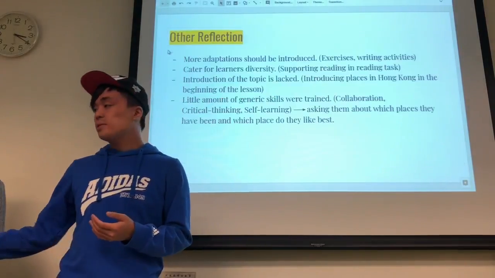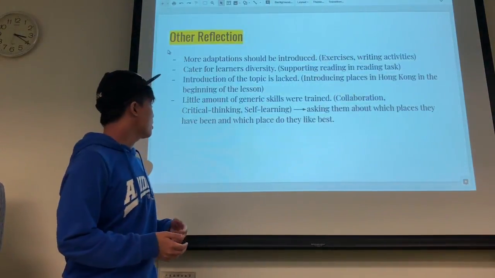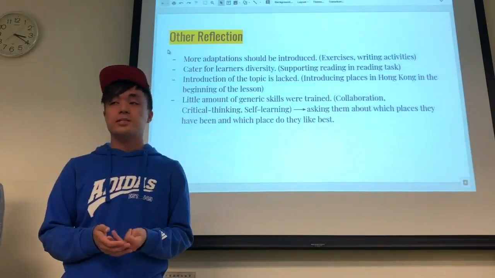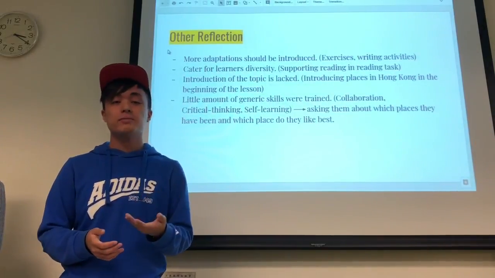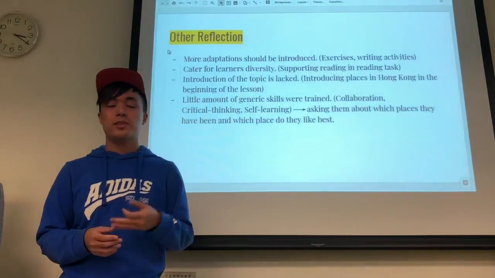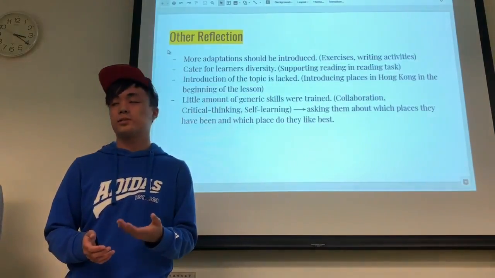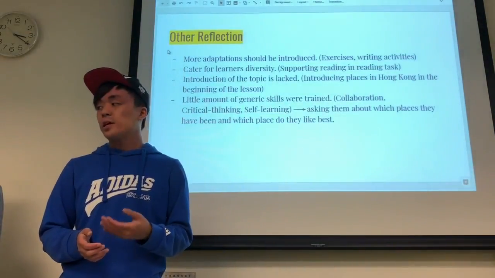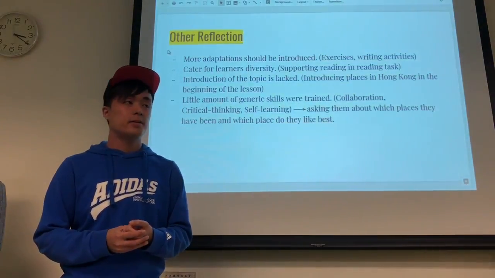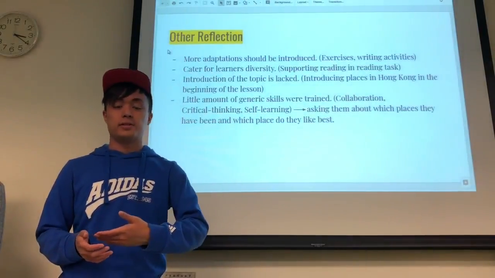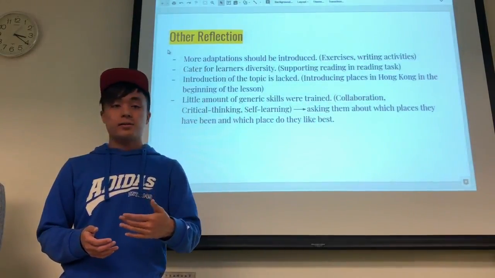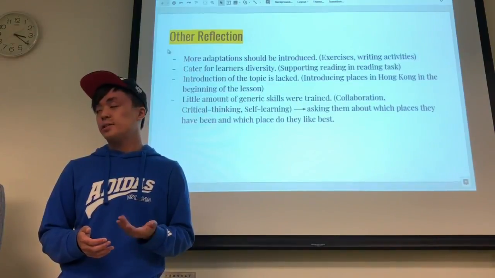So about the other reflections on the lesson, I think that more adaptations should be introduced throughout the lesson, and maybe some exercises or writing activities, as a sort of formal assessment. My lesson has only informal assessment, so I think formal assessment will definitely help to assess the students' learning ability. Another thing is that my lesson lacks catering for learners' diversity, because some keywords might be a bit difficult for learners with a weaker standard. So I think that a section to cater for learner diversity is definitely needed.